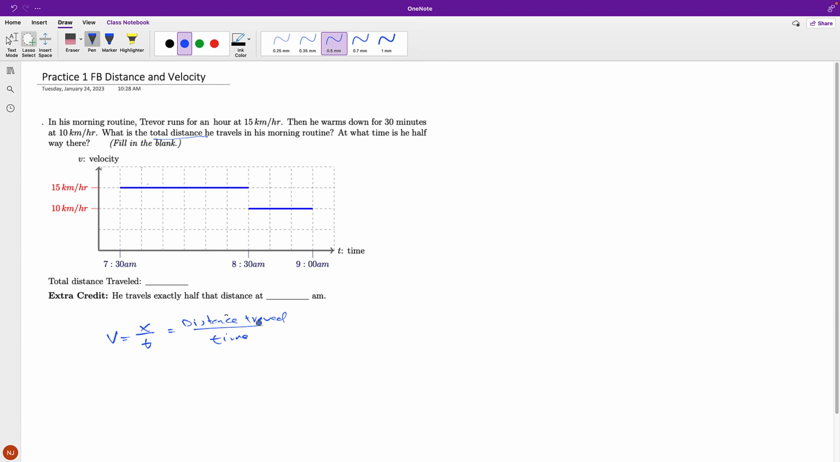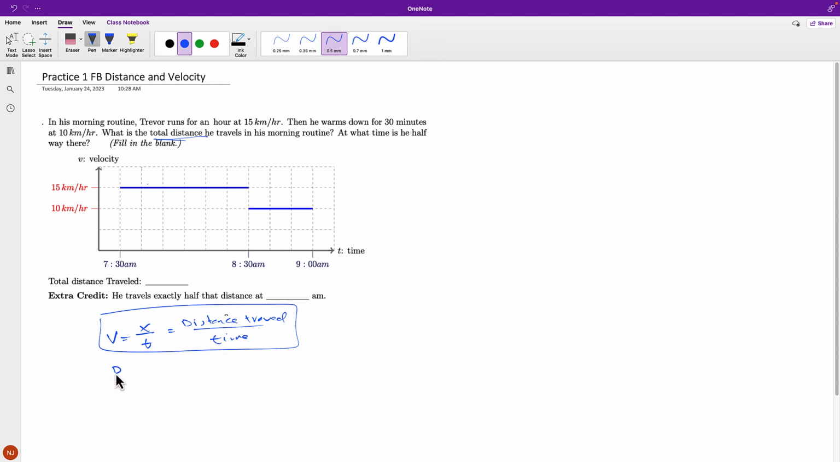So over here, 15 kilometers per hour is a constant function, and over here, 10 kilometers per hour is a constant function. So each piece separately follows this formula. In Calculus 1, we expand this formula to more than this. Now, here I'm looking for distance, so to find distance, I have to multiply the velocity by time.